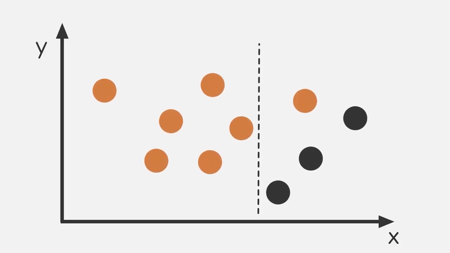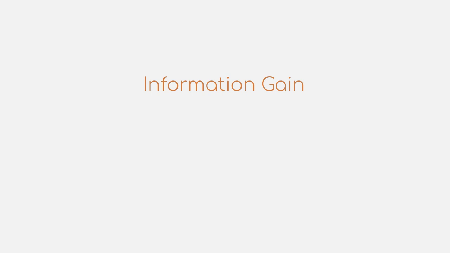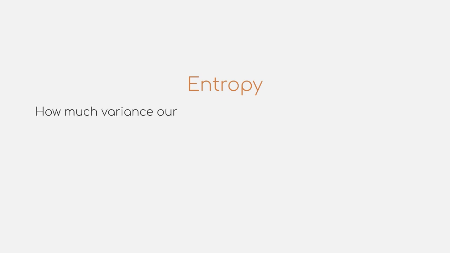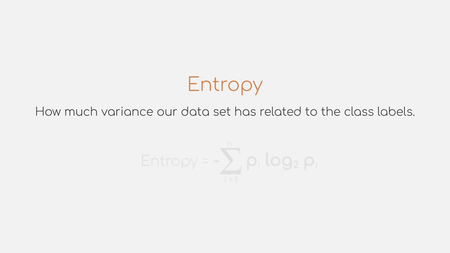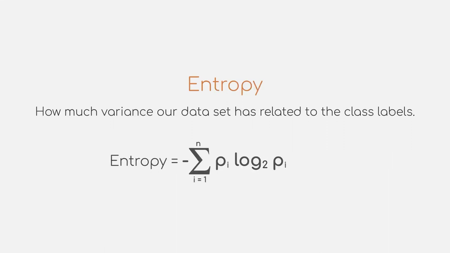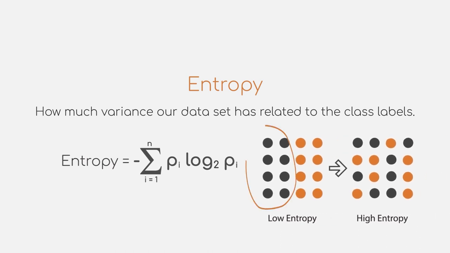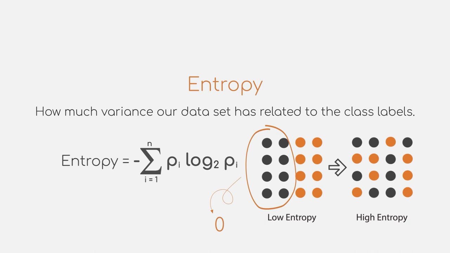But how do we measure this quality? In the end, our algorithm needs some quantified measure to work on its own. But this is where information gain comes into play. To understand information gain, however, we first need to have a talk about entropy. Very simplified, entropy tells us how much variance our dataset has related to the class labels. The formula for computing the entropy is given by taking the negative sum over each class probability times the log of the same. So, as an example, if we only have our colored class, this equation would give us 0 as a result. This means the lower our entropy is, the less variance in terms of different classes we have.